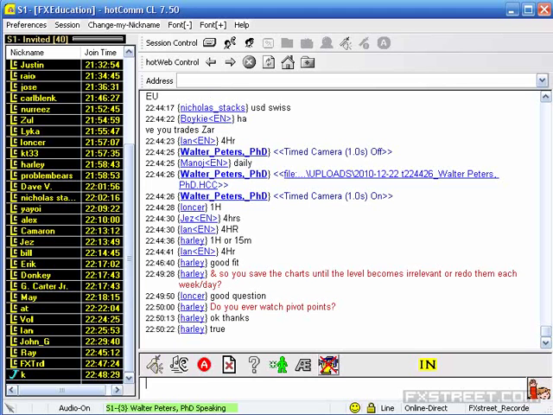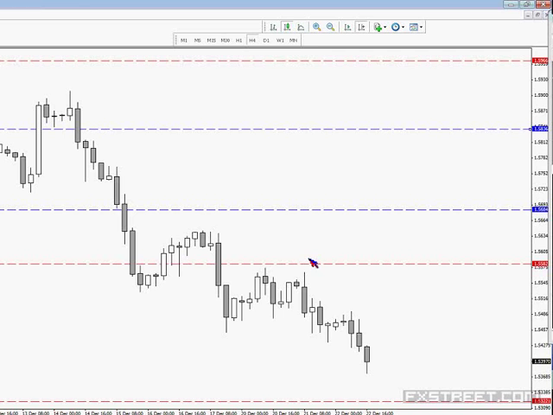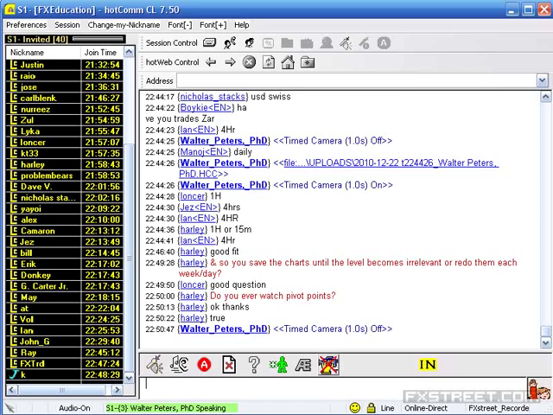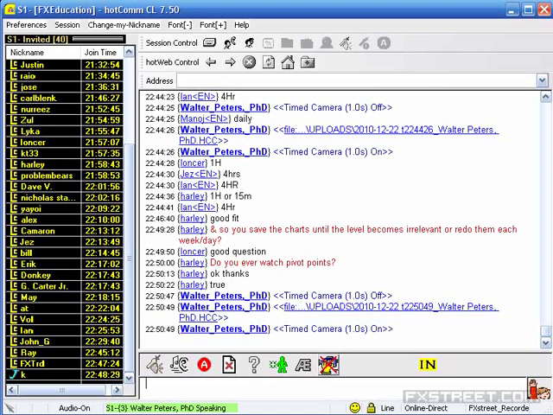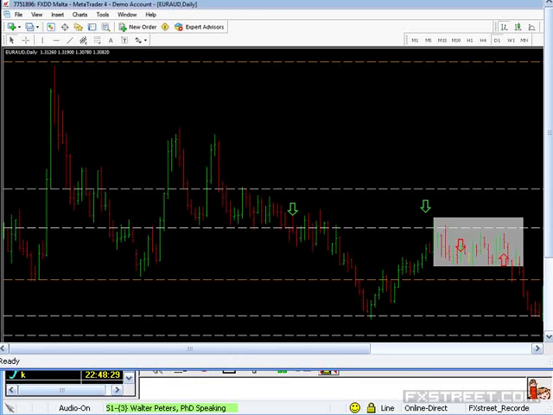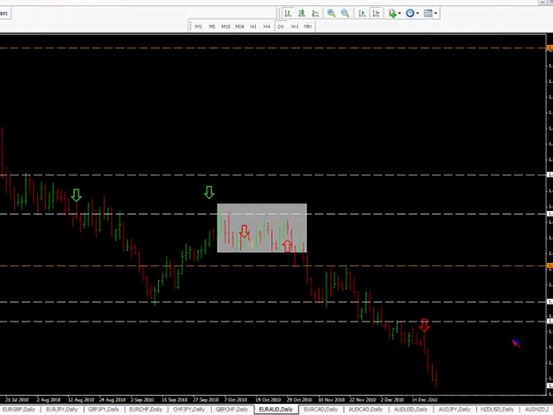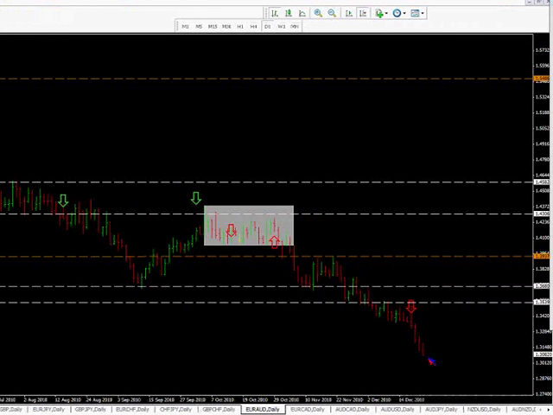The only time I really redraw my charts is if, let's say, for example, on the Euro Aussie. The Euro Aussie is crazy right now. Where's the Euro Aussie? Here's the Euro Aussie. So the Euro Aussie is crazy right now. You should see the Euro Aussie now. It's a black chart. Basically, on my chart, it's off the chart.